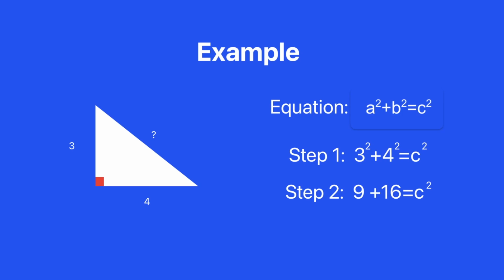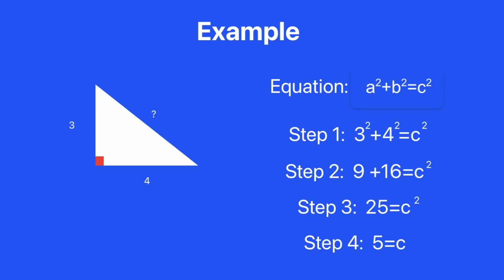The second step is to do what you know. So we know that 3 squared is equal to 9, and we know that 4 squared is equal to 16. That way we know what each number is worth, and now we know that 9 plus 16 is equal to c squared. The third step is to combine like terms, and we know that 9 and 16 are two integers without variables, so we add them together and we get 25. So now 25 is equal to c squared.